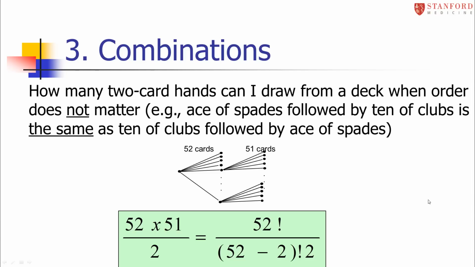Now I'm going to write the 52 times 51 in our new formula for permutations without replacement. So remember, another way to write that is 52 factorial divided by 52 minus 2 factorial. That's when we're considering order. That's all the possible 2-card sequences. When we care about order, if we want to divide out order, we have to divide by 2 here.